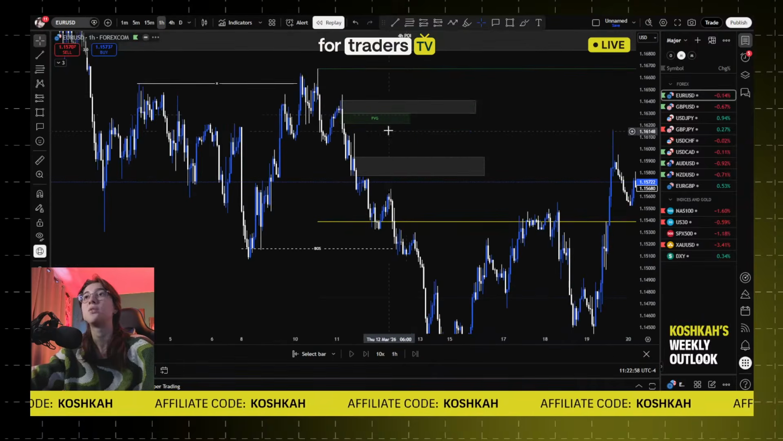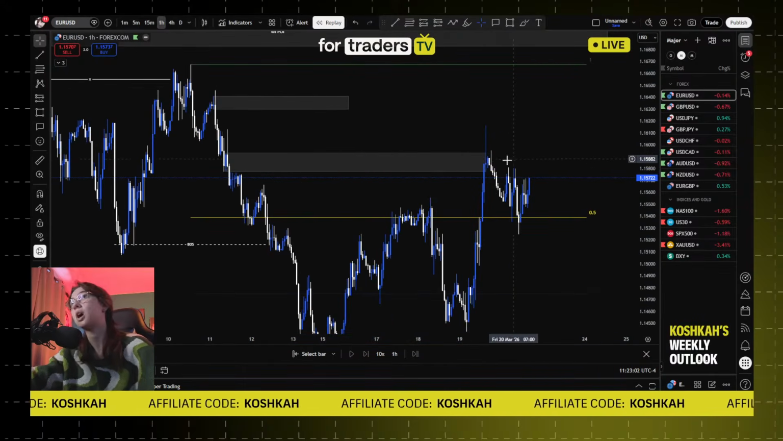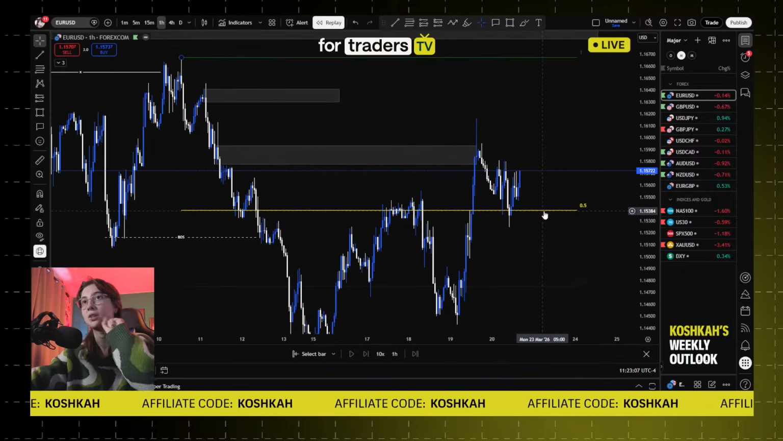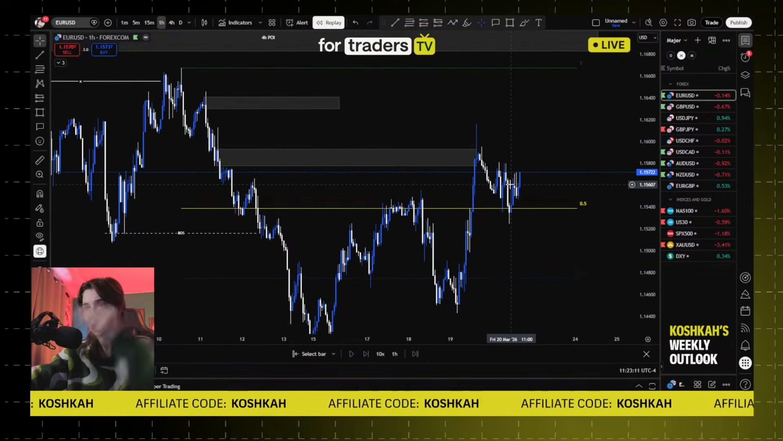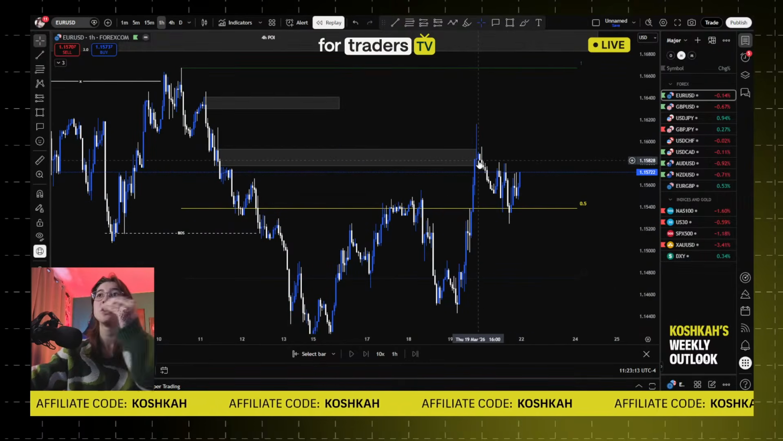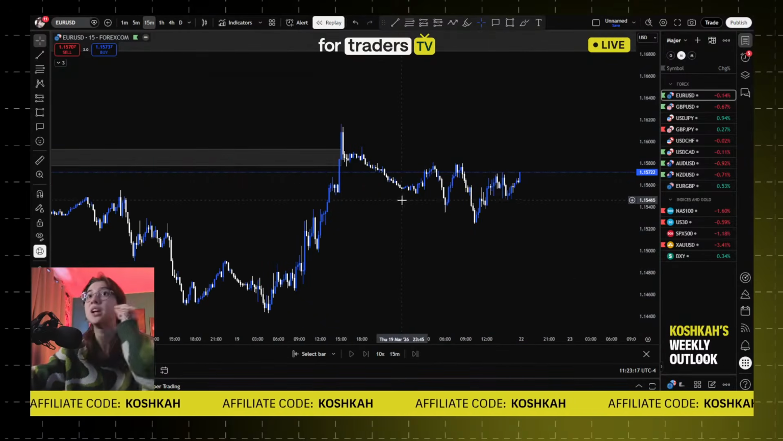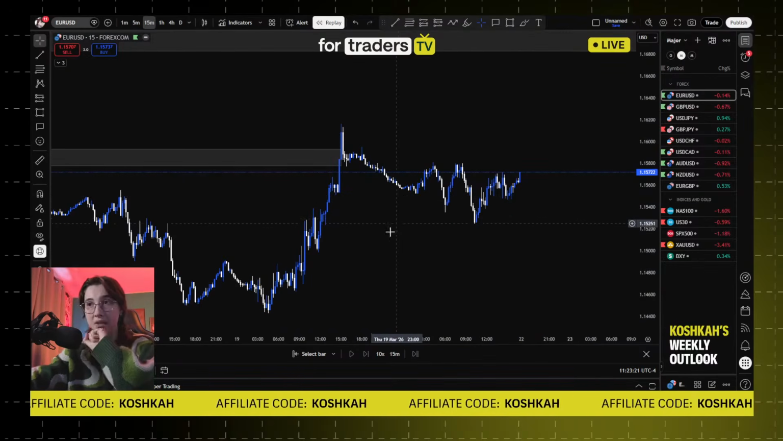Now we're going to wait for the POI mitigation, and when the POI is mitigated, we're going to wait for a confirmation. We're not straight away entering right here. If you straight away enter right here, you might get stopped out. You don't want that. You want a confirmation afterwards. So in this case, when the POI is mitigated, you go on the 15-minute, and you wait for a 15-minute change of character / break to the downside.